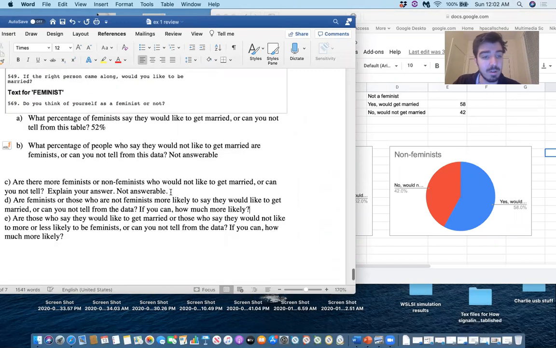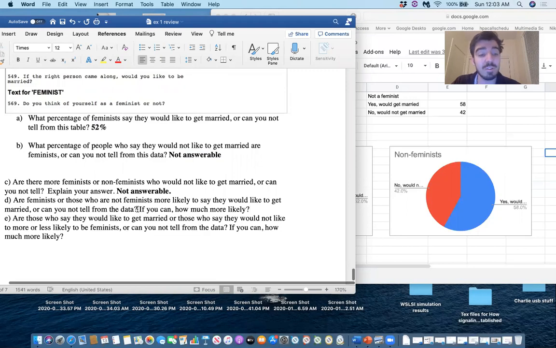Okey-doke. Let's bold these. Okay. D, are feminists or those who are not feminists more likely to say they would like to get married, or can you not tell from the data? If you can, how much more likely? All right, let's stick with the first question first. Are feminists or those who are not feminists, right?